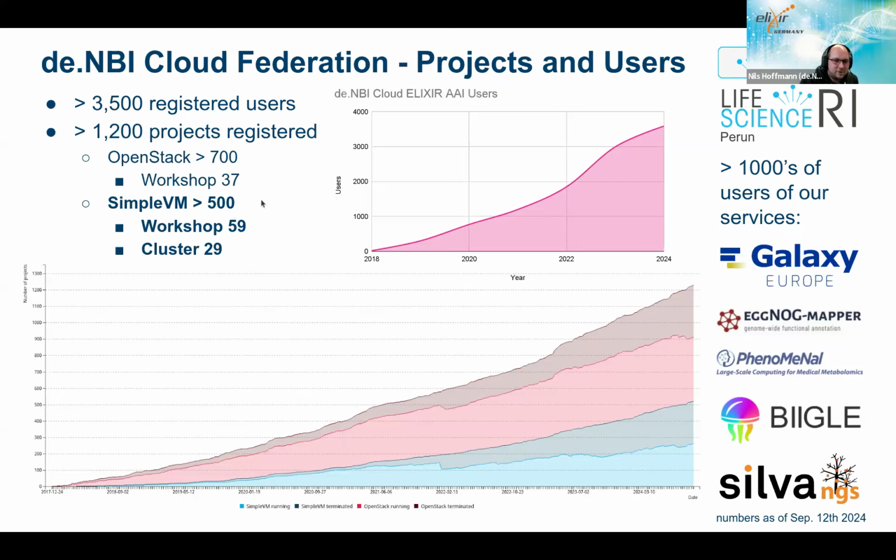So we see a lot of use for that by groups that want to provide their PhD students, for example, a dedicated virtual machine with a lot of memory to run dedicated workflows. And there we have now 500 projects in action and 59 workshop projects that have been run already with simple VM.